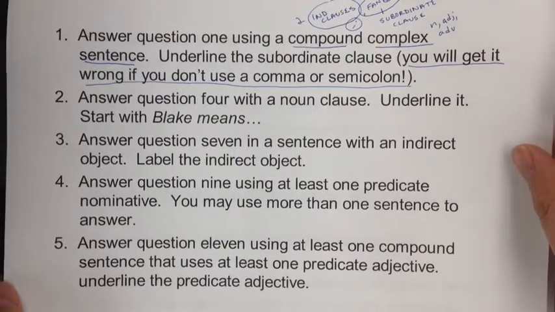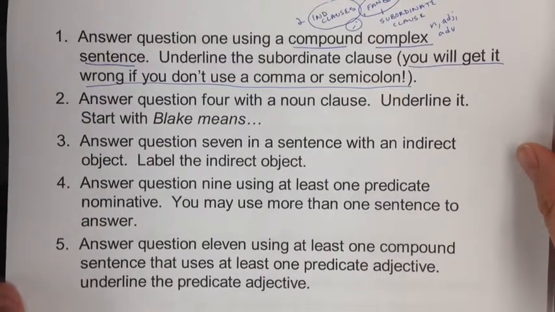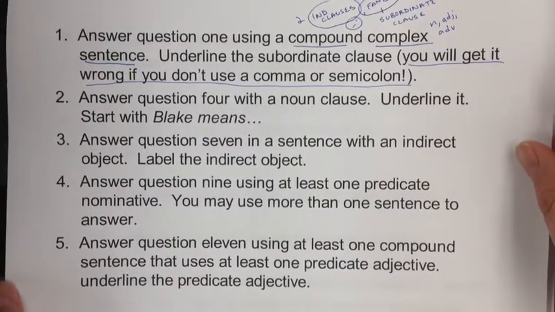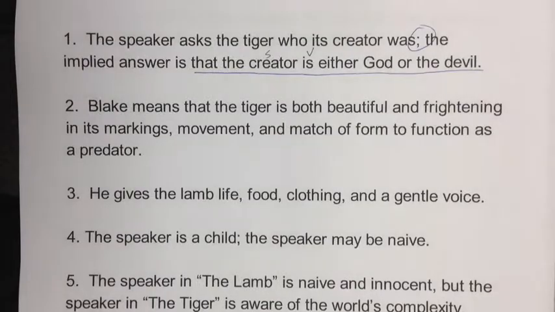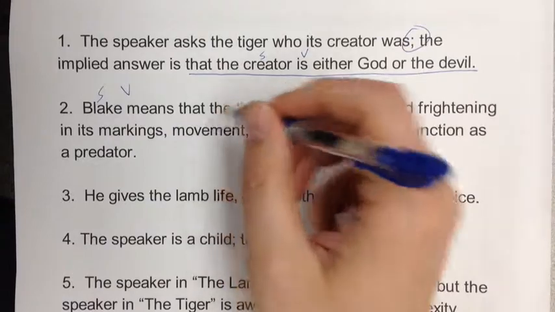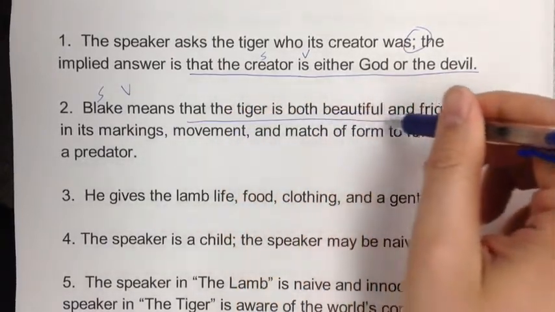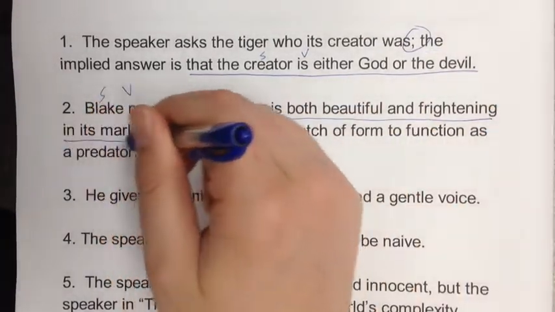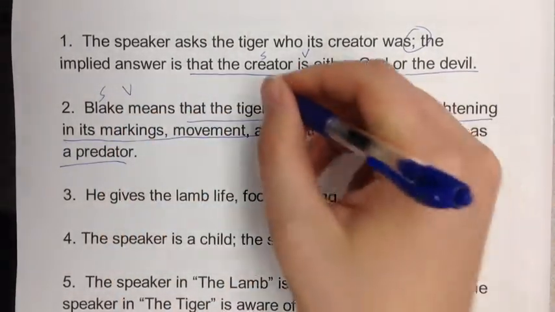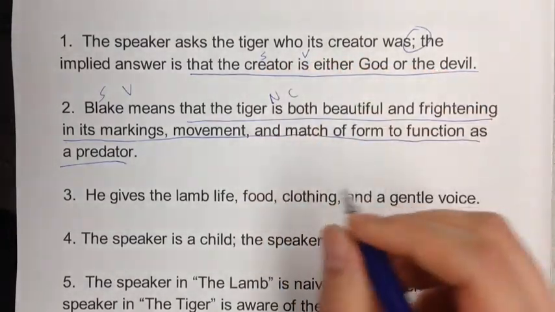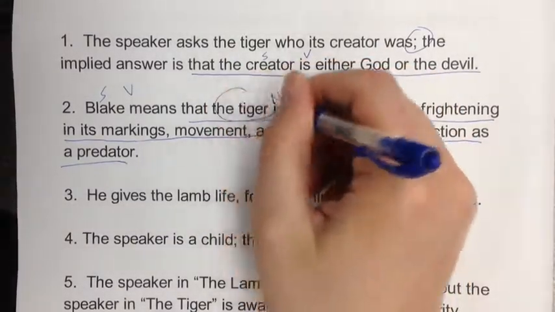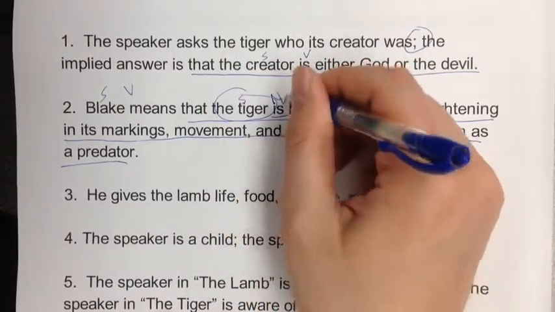Number 2. We have to answer question 4 with a noun clause. Underline it. And I gave you a little tip here. If you start with Blake means, then you will have a noun clause that is a direct object. Let's take a look. Blake means, subject, verb, and then here's our direct object. That the tiger is both beautiful and frightening in its markings, movement, and match of form to function as a predator. All of that is a noun clause. Done. Oh, and I know it's a clause because it has a subject and a verb. So the tiger, subject, is verb.